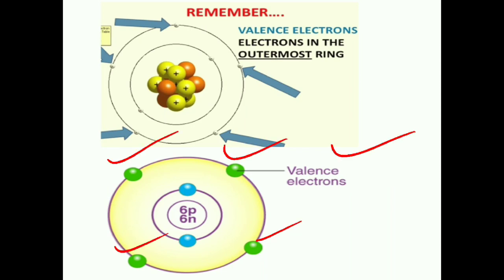When an atom combines with another atom, it is these valence electrons that take part in the chemical reaction or the combination of atoms. Either electrons are gained or electrons are lost.